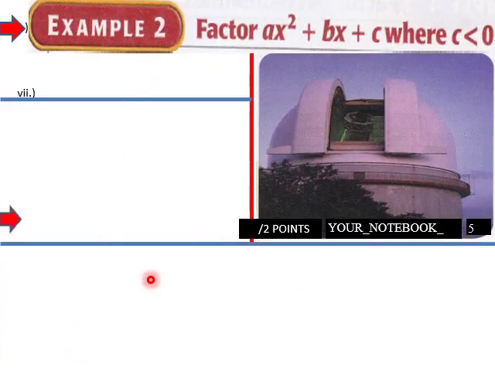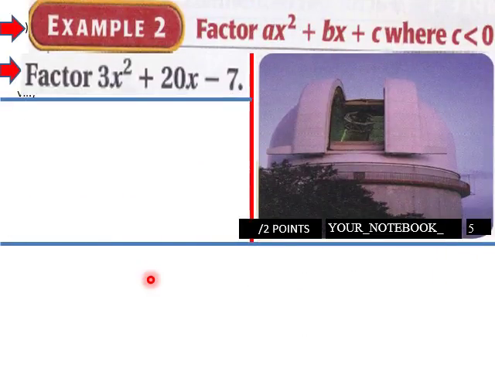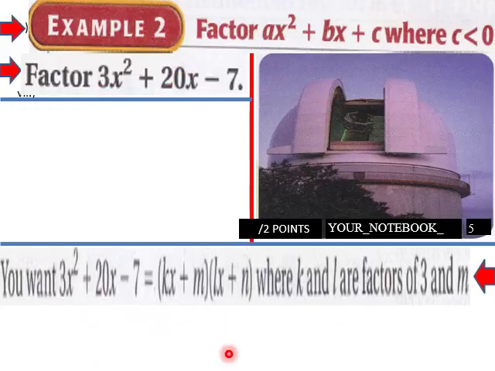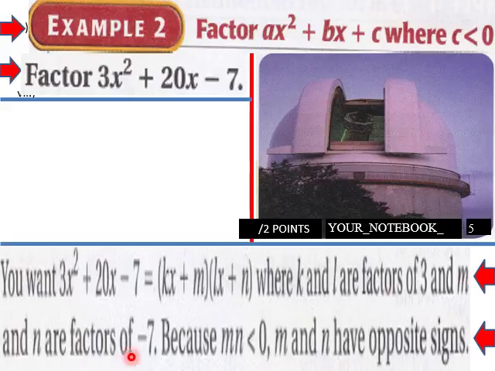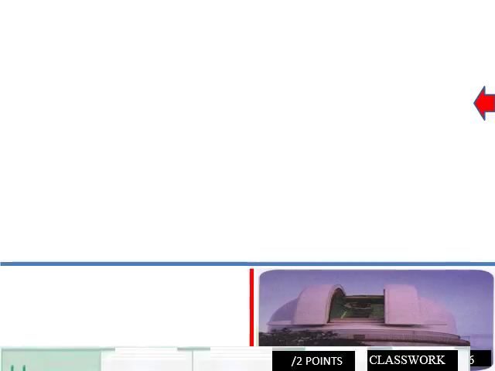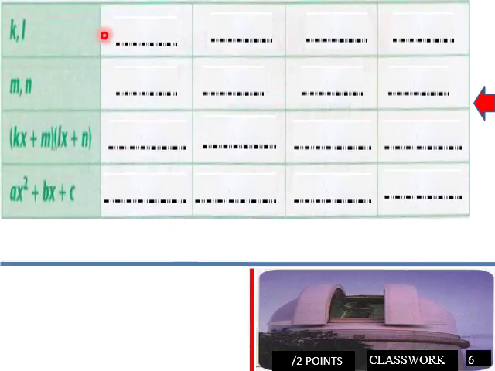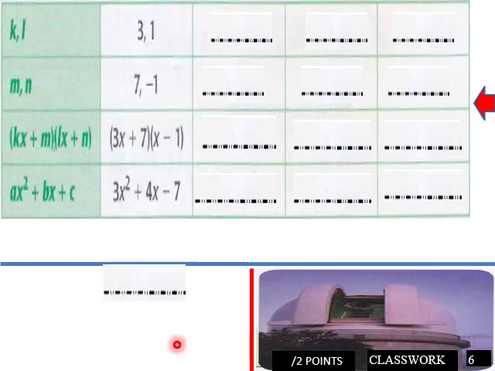Okay, so factor this quadratic, example 2. So we get this one here, where k and l are factors of 3, and m and n are factors of -7. So m and n have to multiply to -7. Because m and n is less than 0, m and n have opposite signs. So we know that much. Here's our table again, k, l, m, n. Then our two binomials here. Then finally our quadratic, 3, 1, 7, -1. That's where we come up with that.